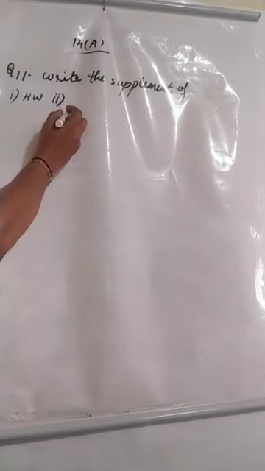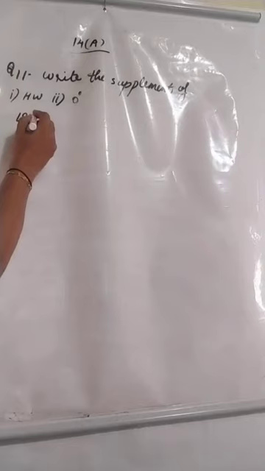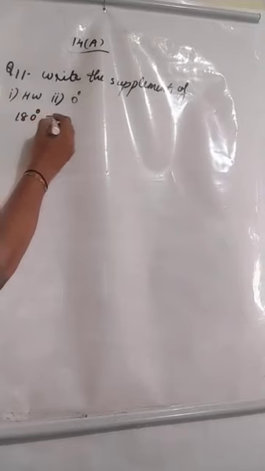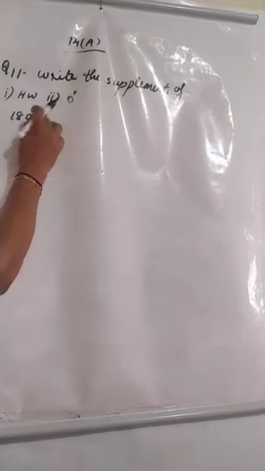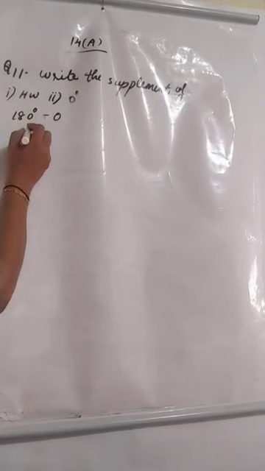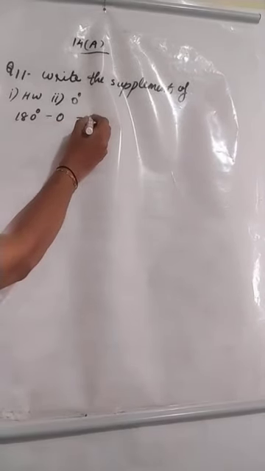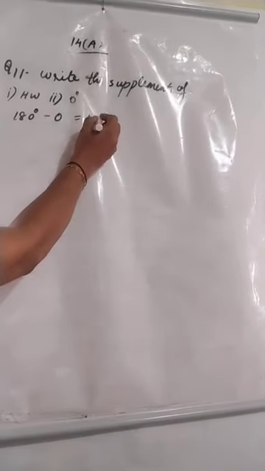Next is question number 11. Write the supplement of. First one is homework. Let us do the second problem. That is, find the supplement of 0 degree. How can we find the supplement of 0 degree? Yes, supplement angles means they make the sum 180 degree. So let us subtract 0 from 180, which gives the supplement. That is equal to 180 degree.